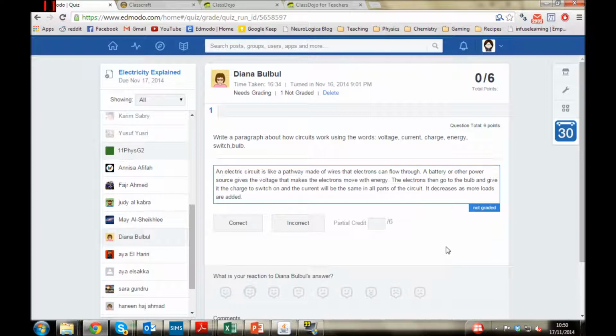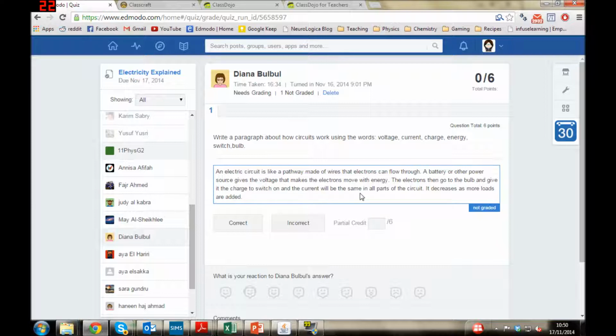On to Diana's. An electrical circuit is like a pathway made of wires that electrons can flow through. Yep. A battery or other power source gives the voltage that makes the electrons move with energy. Yeah, I'd agree with that. The electrons go to the bulb, give it the charge to switch on. Now, they don't really give it the charge. The electrons carry charge. It's part of their property, but they give it the energy to switch on.